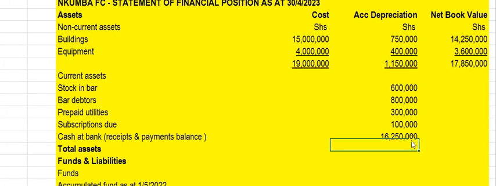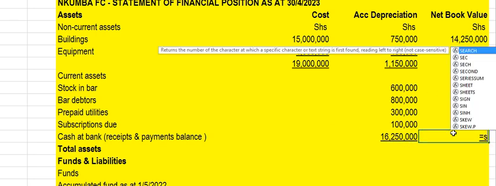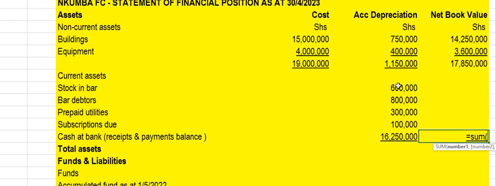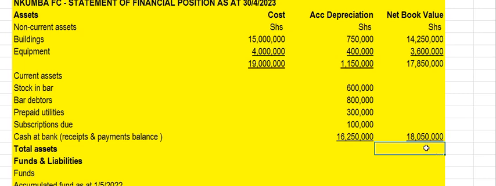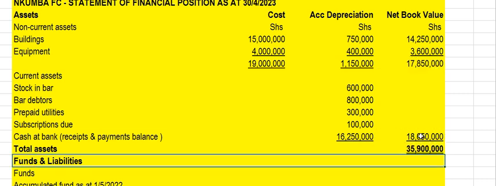Total current assets. So sum up the total current assets figure, which is 18,050,000. So what you have to do, you have to get the total assets, which is total non-current assets plus current assets, giving you 35,900,000.